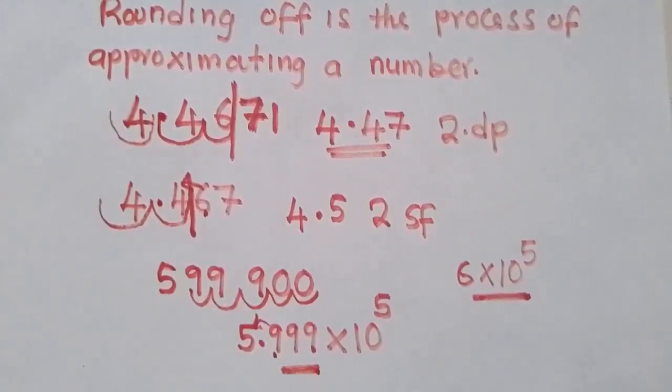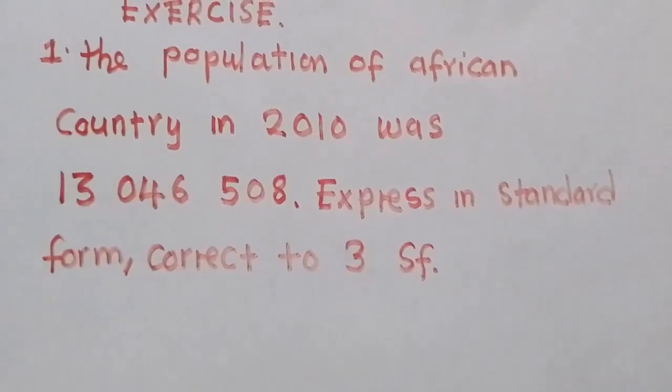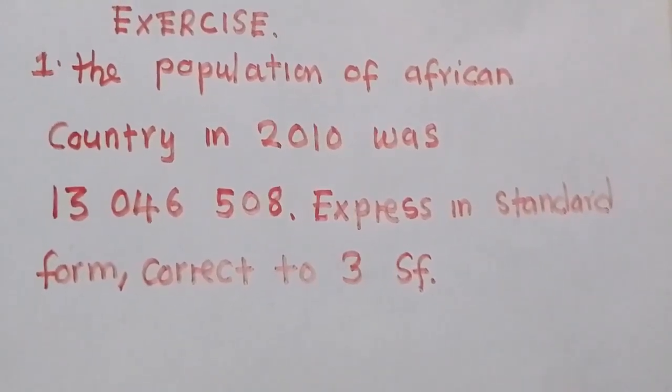So let me give you now a question. Let me give you an exercise that you are going to practice, plus those ones which I said at first. This is your exercise. The question is saying the population of an African country in 2010 was this figure here. Express in standard form and correct to 3 significant figures. So practice through this question.